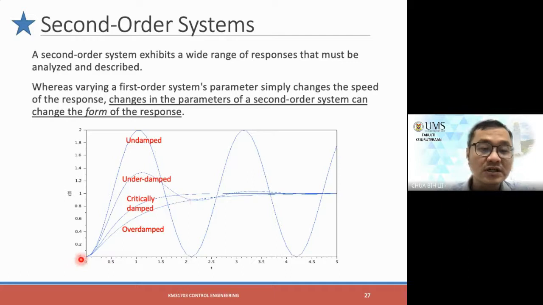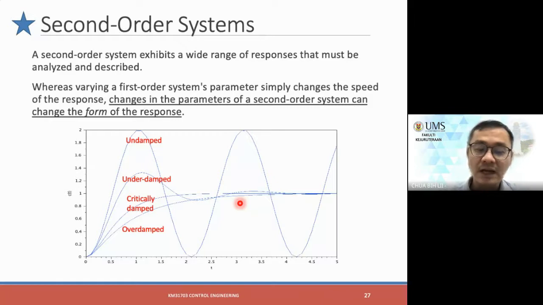It will just curve up and go to the steady state value. So this is a critically damped characteristic. And when we further increase the damping ratio, which we will study later on, we will say that it's overdamped, then you can see that the graph will be like this. Again, very similar to the first order system.